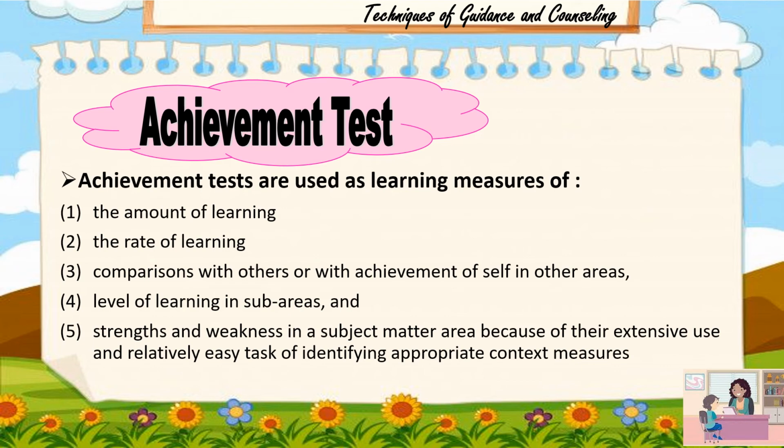The achievement test is used as a learning measure of, number one, the amount of learning; number two, the rate of learning; number three, the comparison with others or with achievement of self in other areas; number four, level of learning in sub areas; and number five, strengths and weaknesses in a subject matter area, because of their extensive use and relatively easy task of identifying appropriate context measures.